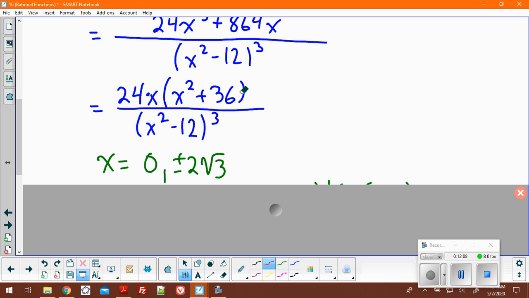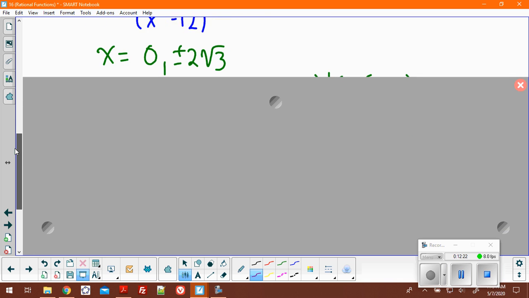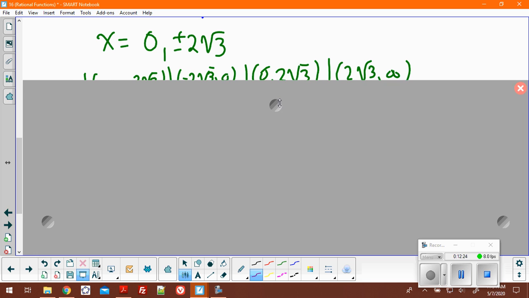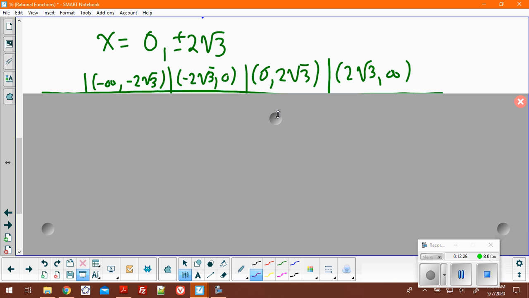This factor has no roots, right? If I tried to solve it on the side, it would be x squared equals minus 36, and that has imaginary roots. So we're not going to worry about that part. So once again, we make a chart. There are my intervals.